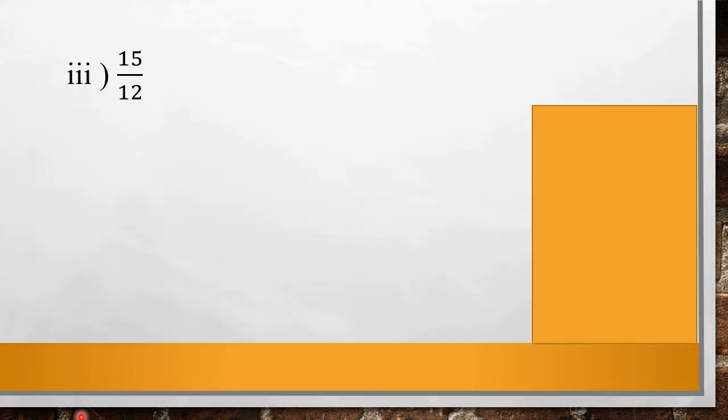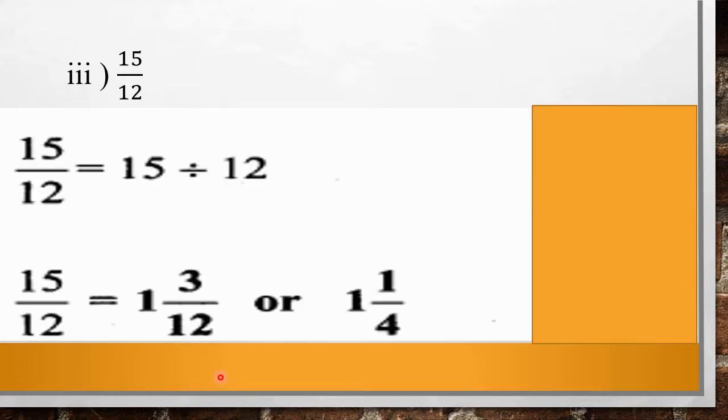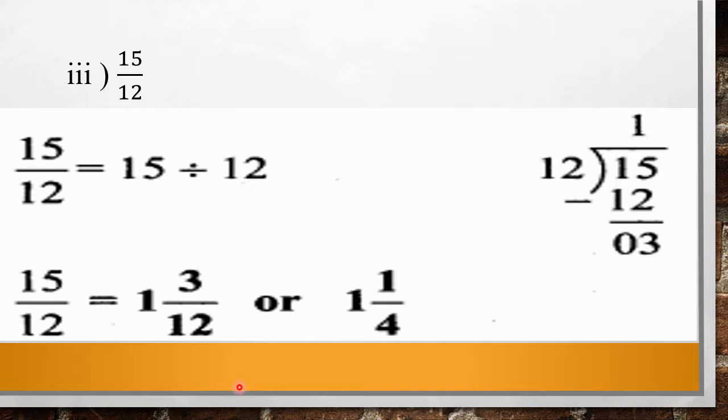Question number 3, 15 by 12. So 15 divided by 12, you will get 12 ones are 12. So 15 minus 12, remainder will be 3. So 15 by 12 is equal to 1 and 3 by 12, or you can write like this also: 1 and 1 by 4.